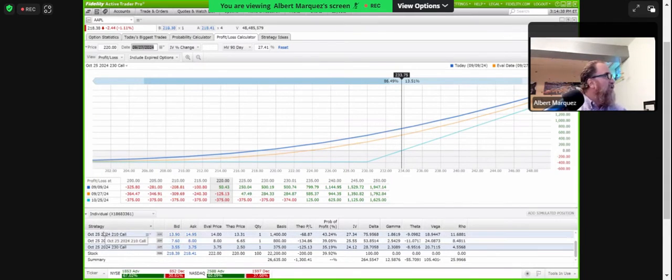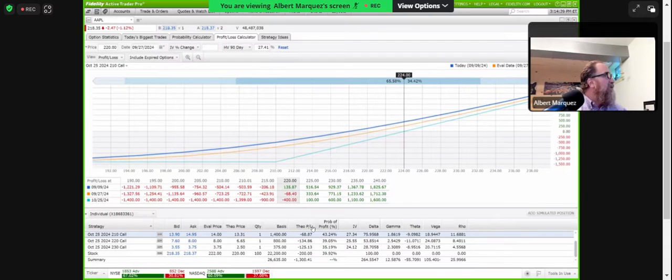So if we take a look at the 210 call, our basis right now, we paid a price of 14. It's currently worth 13.31. So we have a theoretical loss at this point of $68.87. Nothing's happened. It's moved up slightly, but really nothing has done much with regards to, at least, the outlook that we had in that time frame. So we've lost some money on this one.